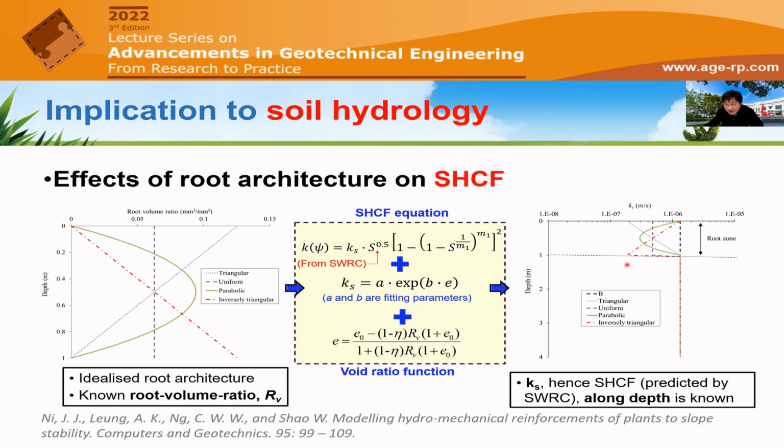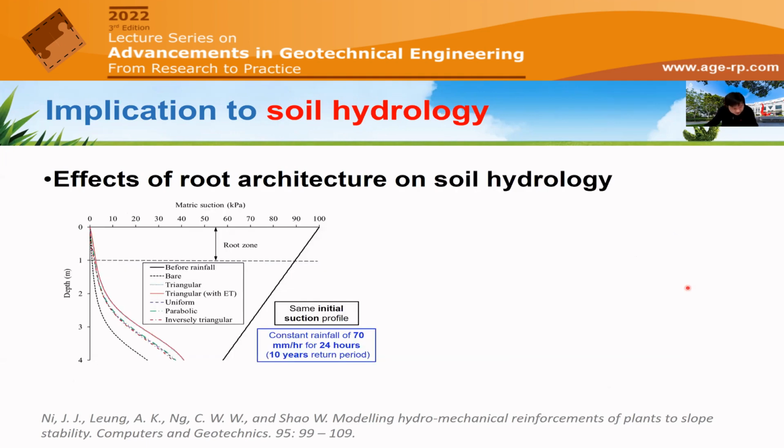You can see a mirror image of this root volume ratio for the saturated permeability. Just because you have a higher root volume ratio, then you have a lower void ratio... so a lower permeability. Whatever is below the root zone will stay the same as the bare soil, because you don't have any root to affect your void ratio. So that is the input to our model.